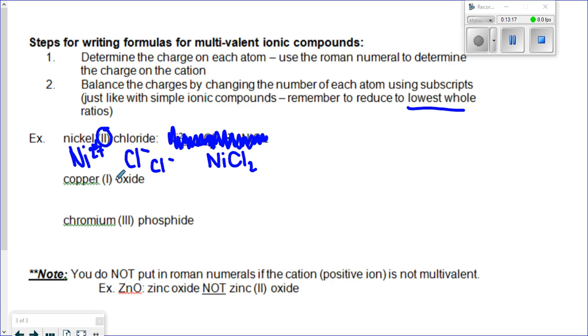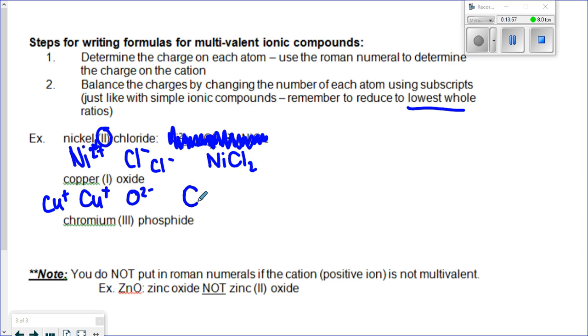Next one is copper 1 oxide. Copper, atomic number 29, can form a 2 positive, which is the more common charge, but it can also form this 1 positive. So we know Cu is just a 1 plus. Oxygen, we've done a couple times now, is 2 minus. So we have 2 negative charges, 1 positive charge, and we need more positive charges. Now I have 2 positive charges contributed by copper and 2 negative charges contributed by that 1 oxygen.